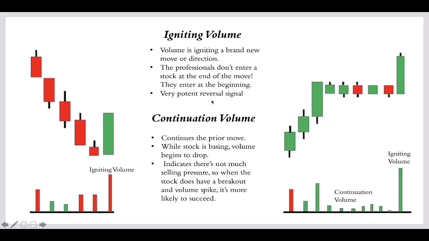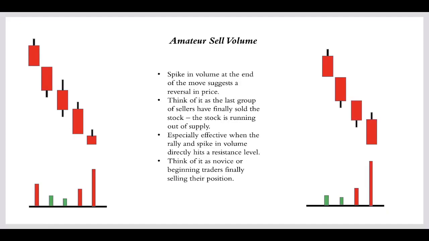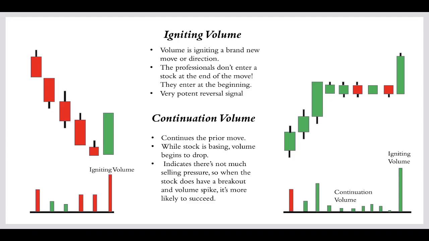So it's also a very potent reversal signal. It's kind of igniting volume and amateur volume. They can sometimes happen at the same time, so they can be quite similar. It depends on the circumstance. So we have a huge drop, and as soon as the drop occurs, we have a major green bar higher. This is igniting volume. This is igniting the move higher.